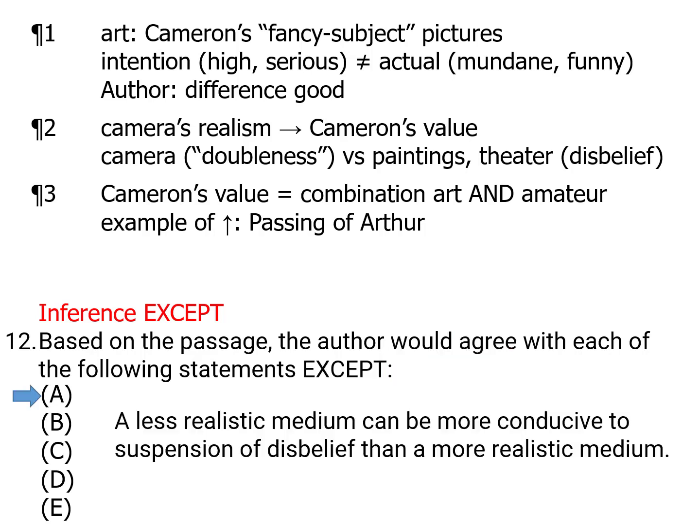So answer choice A: less realistic medium can be more conducive to suspension of disbelief than a more realistic medium. This fits with what we know about Cameron, because the author thinks that the camera is more realistic, and yet it is less conducive to the suspension of disbelief than paintings in the theater. They're less realistic, but you can suspend your disbelief more. So answer choice A is definitely something that the author would agree with.